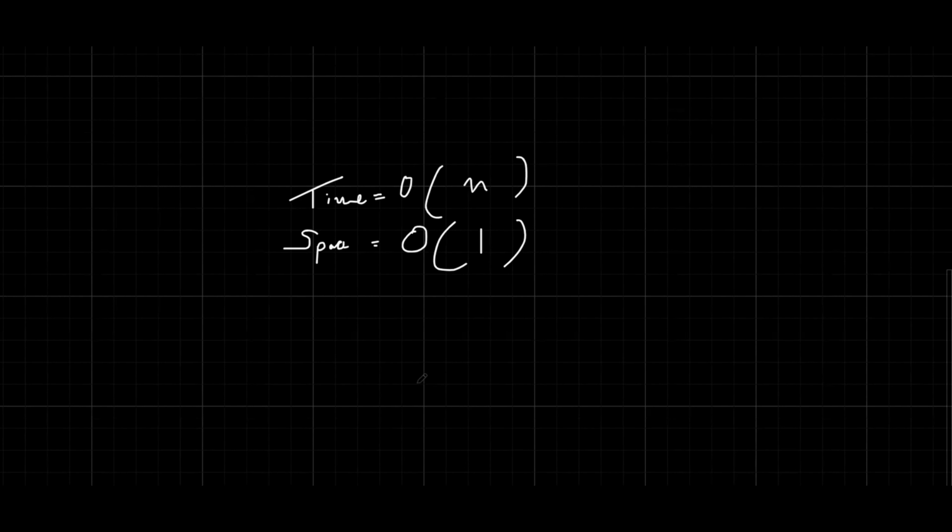Now let's move on to the time and space complexity. In this program, the time complexity is big O of n because we are iterating through the entire array. And the space complexity is also big O of n, because we are taking one extra array, and in the worst case, the size of the extra array will be equal to the size of the input array. So here the space complexity is big O of n.